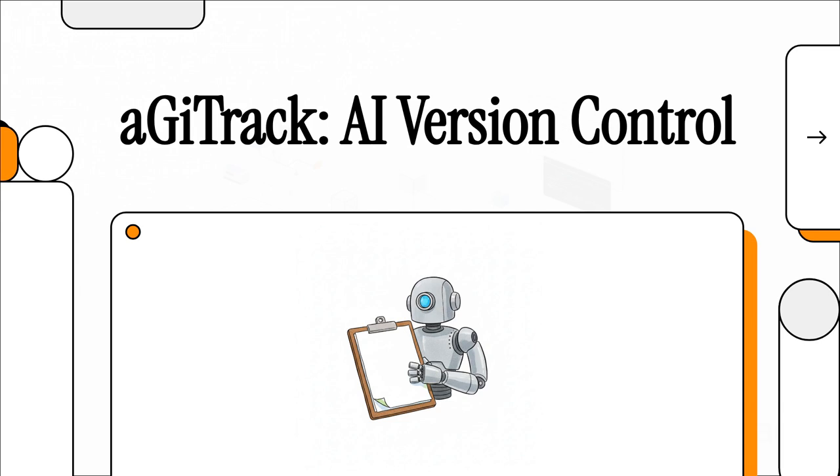So today, we are exploring a really fascinating, timely tool called aGiTrack. That's pronounced aGiTrack. And it's specifically designed to bridge this massive gap we're seeing between AI-generated code and our standard Git version control. Let's dive right in.